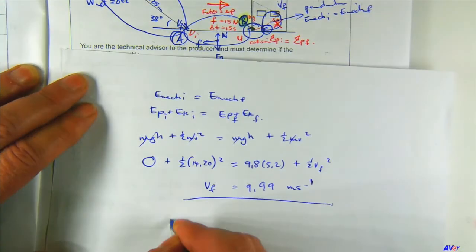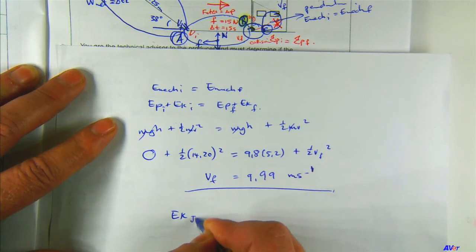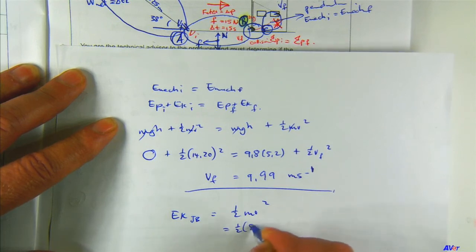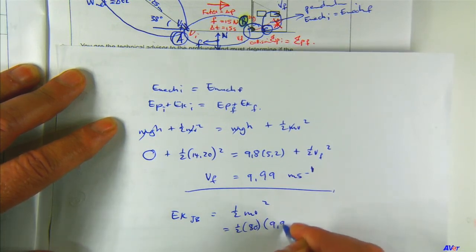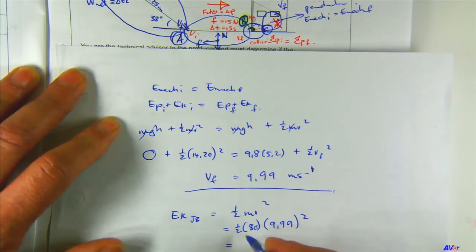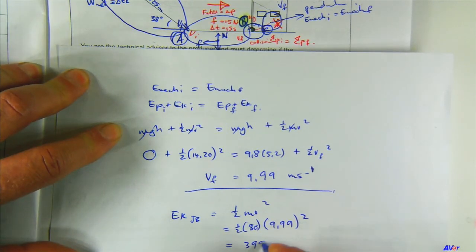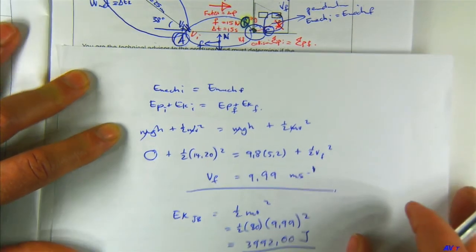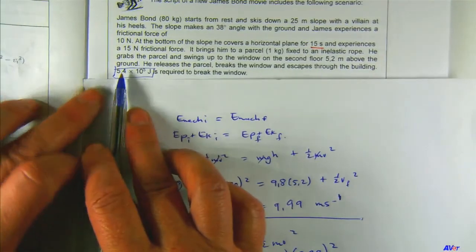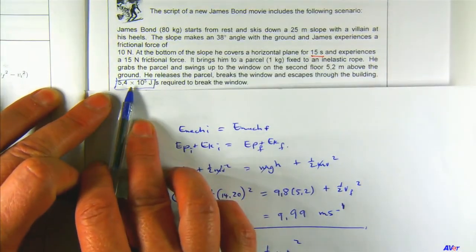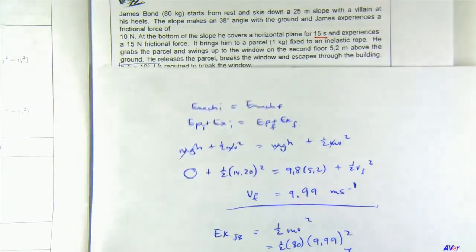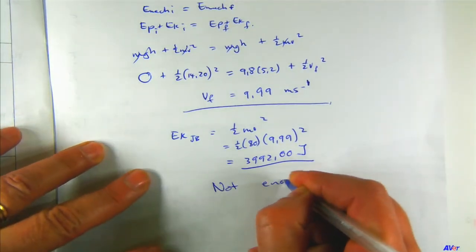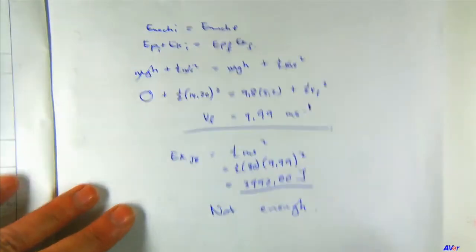And now we're just quickly going to have what is the kinetic energy of James Bond up there. It's half mv squared. Half, James Bond is an 80 kilogram guy, and that is 9,99 squared, giving you 3992,00 joule. Will he make it? No. What does he need? He needs 5,4 times 10 to the 5. Right. This is actually not enough. So, yeah, not enough. Right. Not enough.